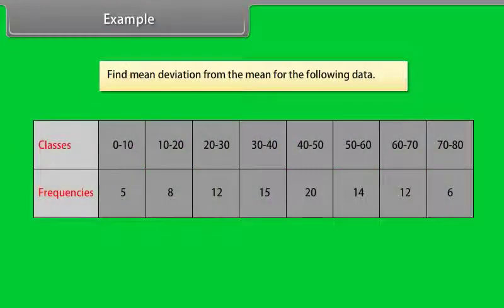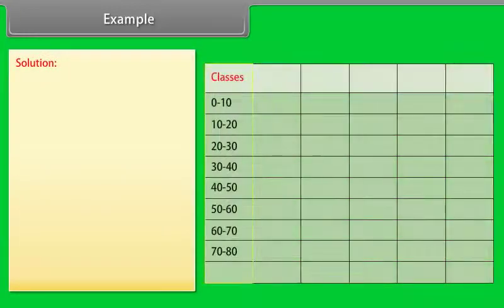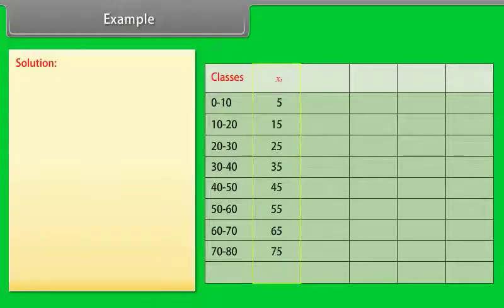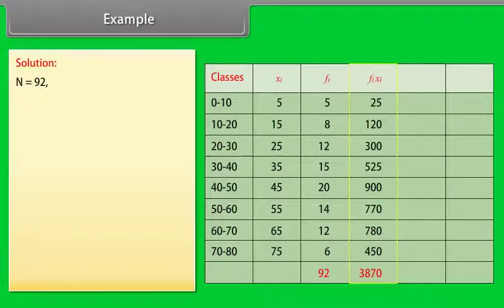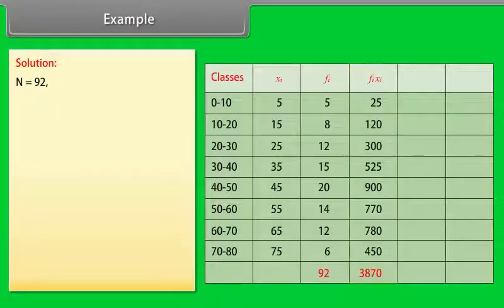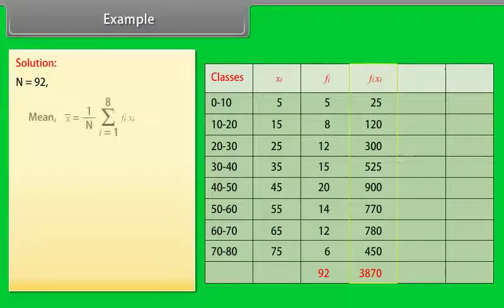Example: find the mean deviation from the mean for the following data. Solution. In the first column, we have written the classes as given. In the second column, the mid-values of each class are written as xi. In the third column, we have written the frequency as given, and their sum is found to be 92. In the fourth column, we find the product of xi and fi, and their summation is 3870. After that, we find the mean from the formula as stated below.